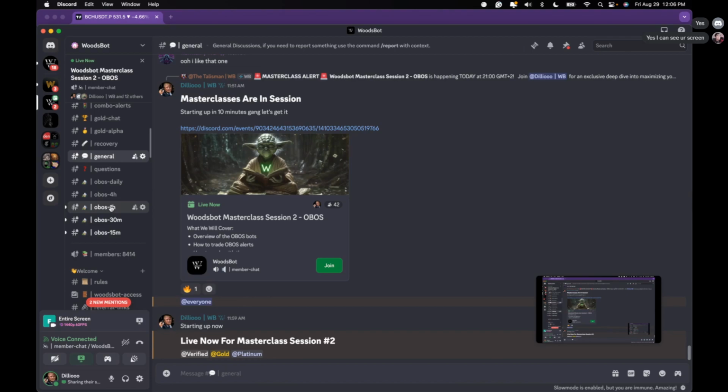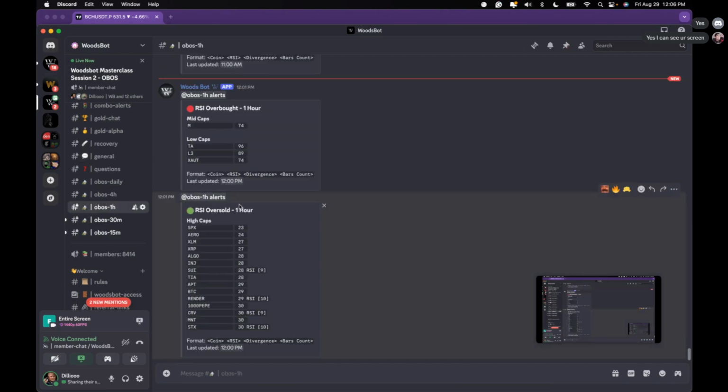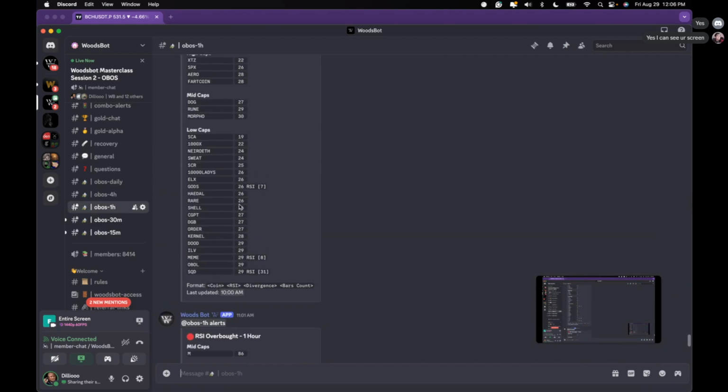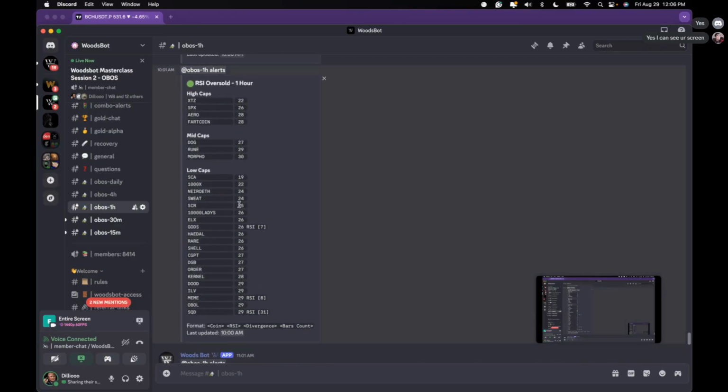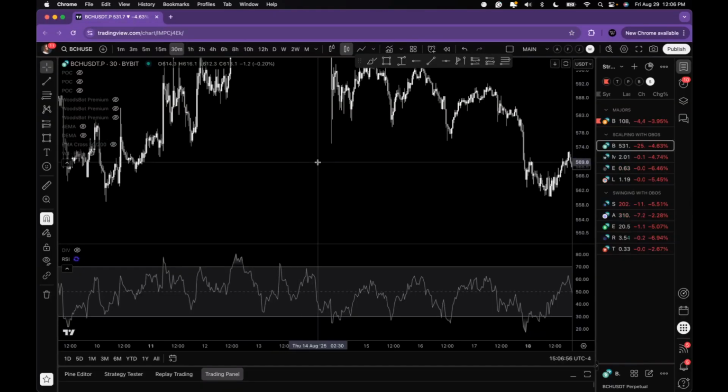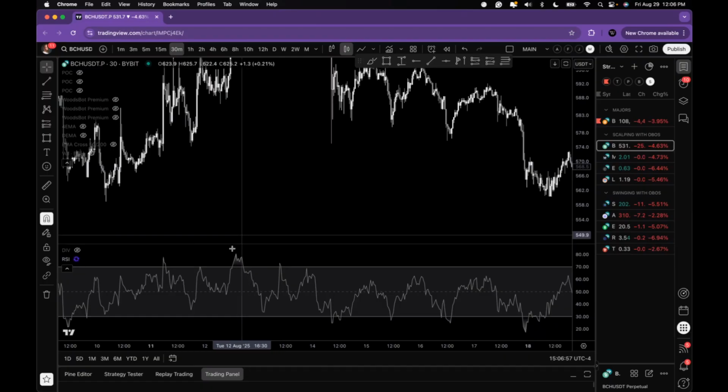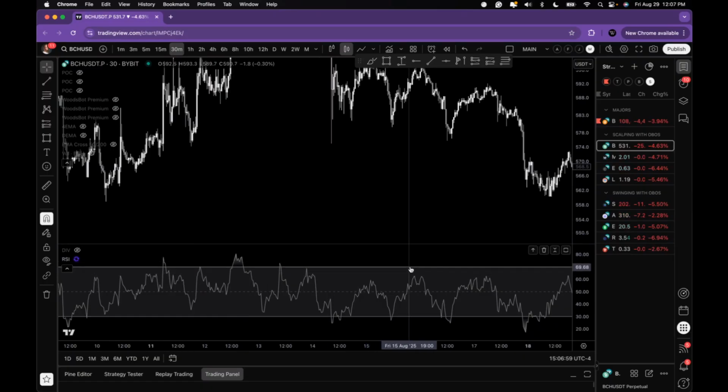So we're going to go over an overview of what the OBOS bots are. For those that don't know what OBOS stands for, that stands for overbought, oversold. And this bot is going to be using the RSI. Above the 70 mark on the RSI is what is considered overbought. Below the 30 mark on the RSI is what is considered oversold. These specific zones are where you would expect a reversal to happen.